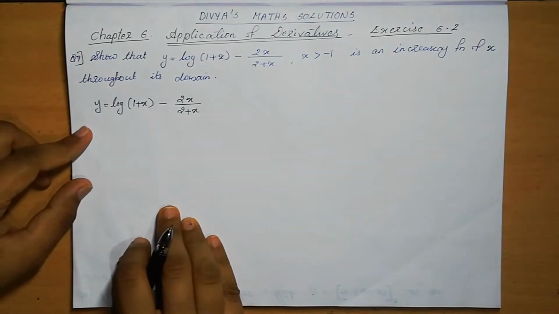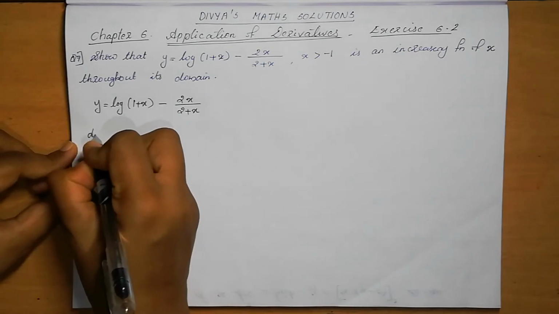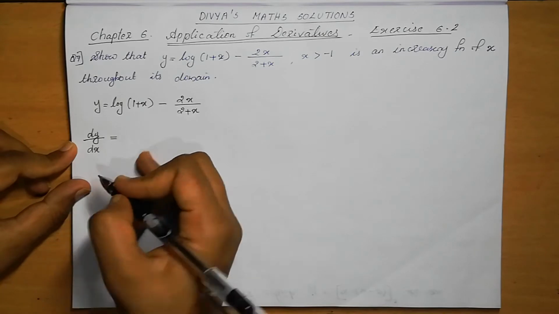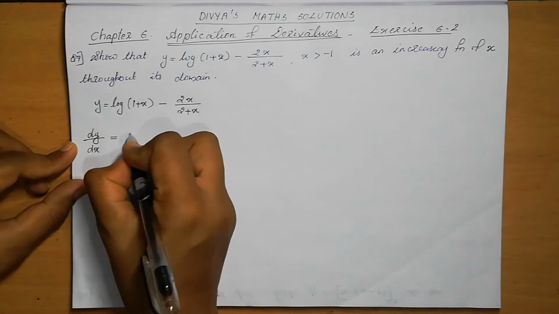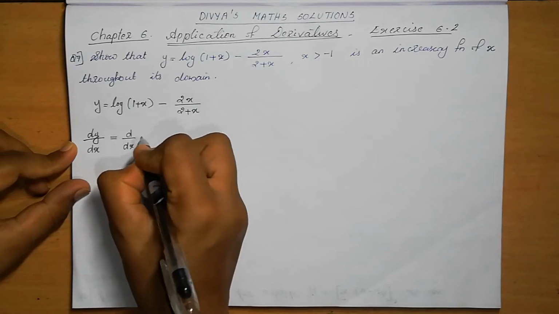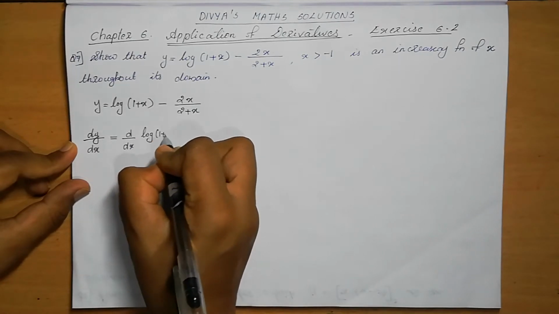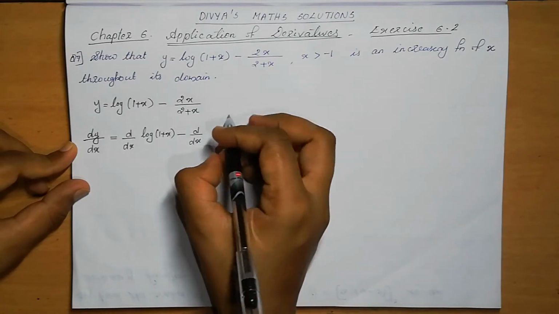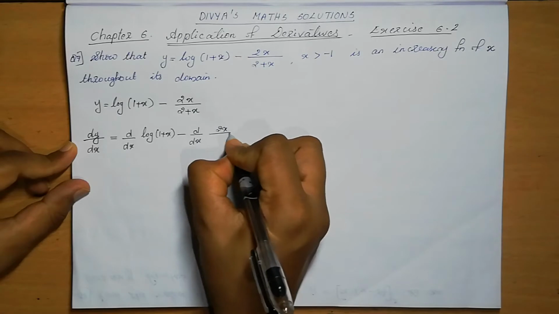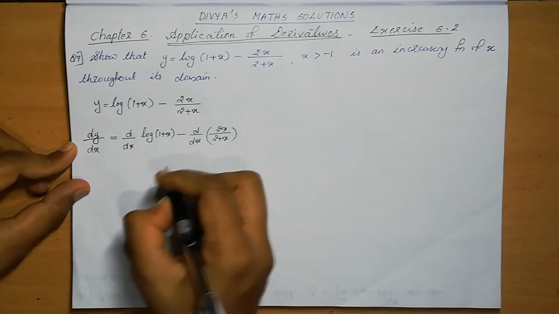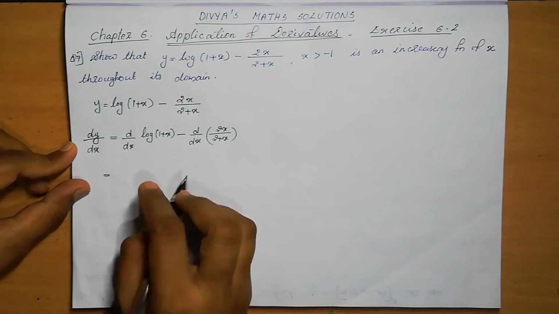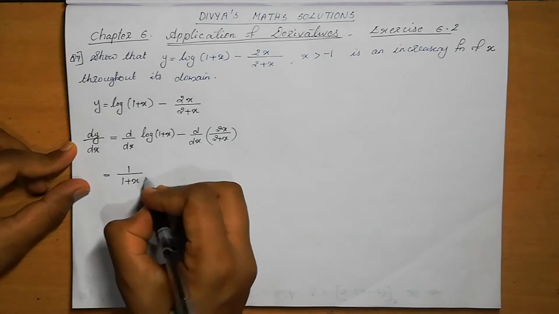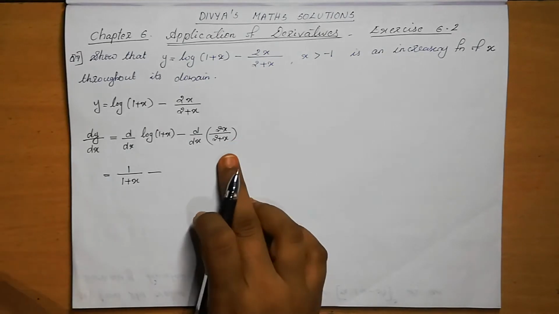Next we are going to find the first derivative, that means dy by dx, differentiating with respect to x. So dy by dx of log (1 plus x) minus d by dx of 2x by (2 plus x). The derivative of log x is 1 by x, correct. So 1 by (1 plus x), then the derivative of x is 1 only, no need to write. Then d by dx of 2x by (2 plus x).